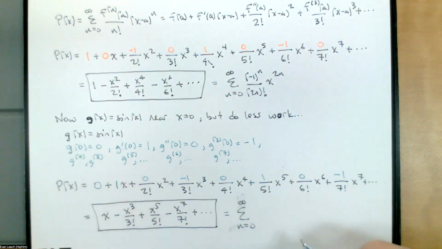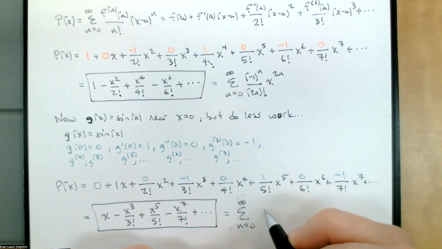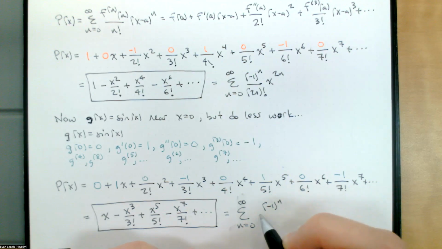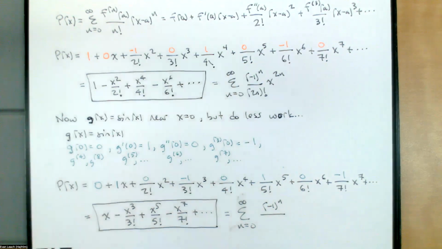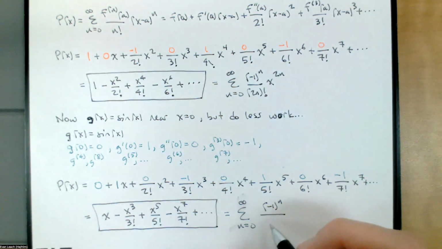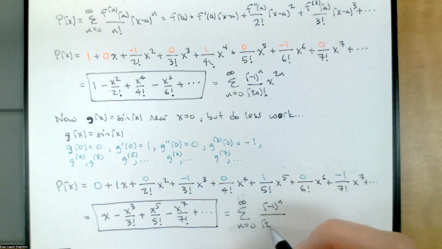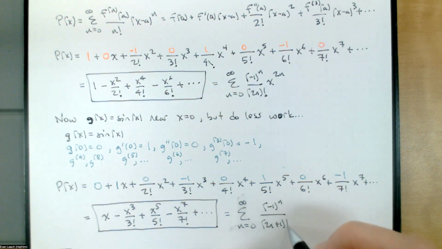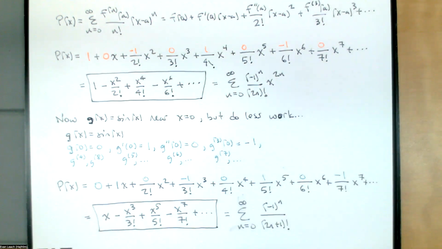So I've got to alternate starting positive, so I'm going to have a negative 1 to the n. Now I've got to make an odd number for all the integers. I've got to take all my integers and make them odd. To make them even, I did 2n. To make them odd, I'll do 2n plus 1, because I'm starting off with 0. 2n makes the n even, plus 1 makes it odd.